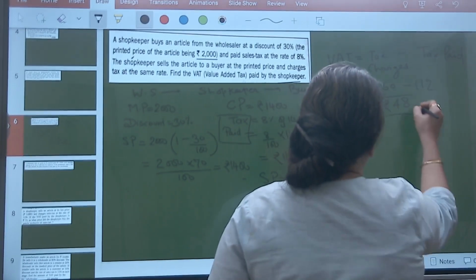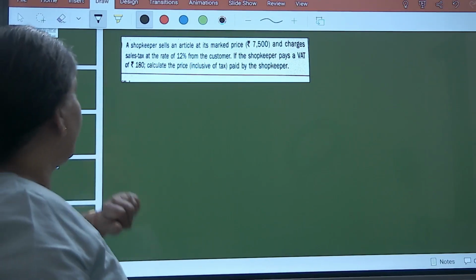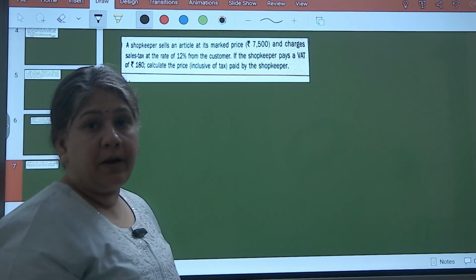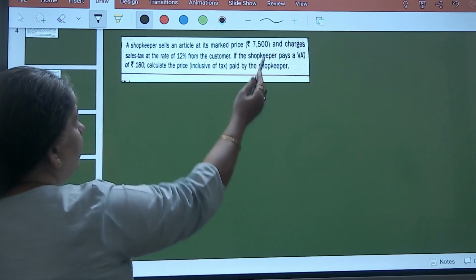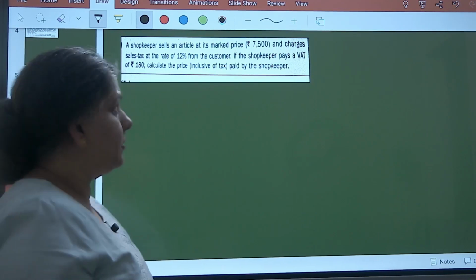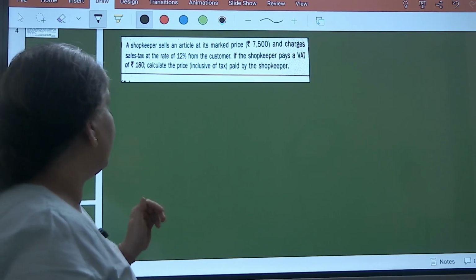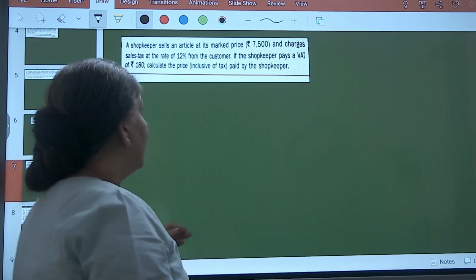Let's see this question. A shopkeeper sells an article at a marked price of rupees 7,500 and charges sales tax at a rate of 12% from the customer. If the shopkeeper pays a VAT of rupees 180, calculate the price paid by the shopkeeper.